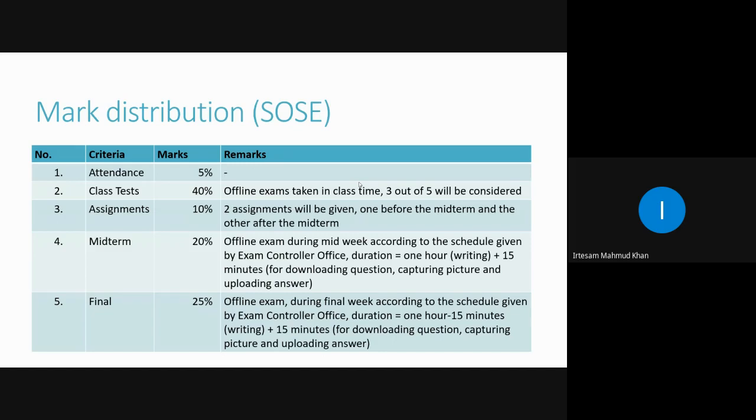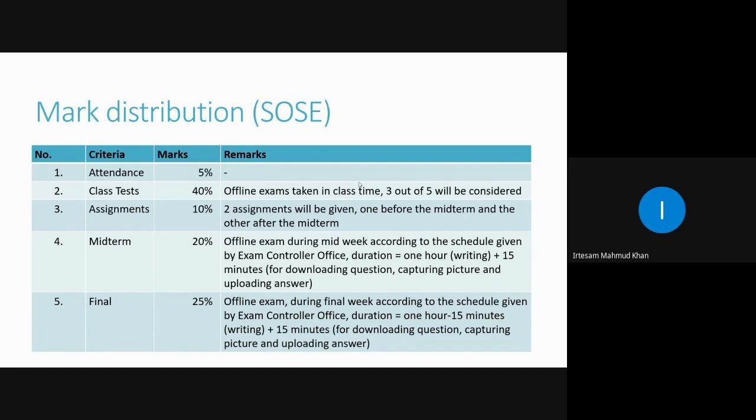Okay, so the marks distribution is very much as usual. We hope we can take the midterm examination. The attendance will be 5%, quizzes 40%, assignments 10%, midterm 20%, and final 25%. We will try to take quizzes as regularly as we can, so that in the end we don't create much pressure. Also, if we can take some extra classes, I think it will benefit you. So please don't request me to put off classes from one week to another, because that will ultimately create serious pressure on you.